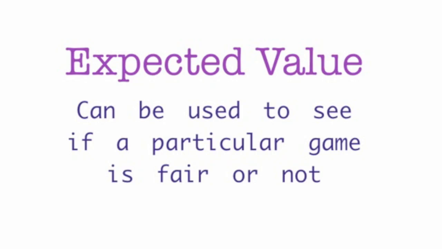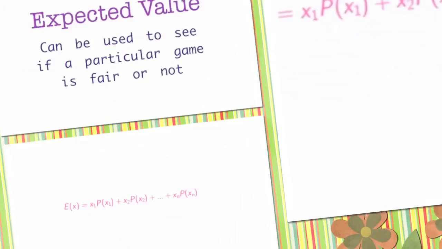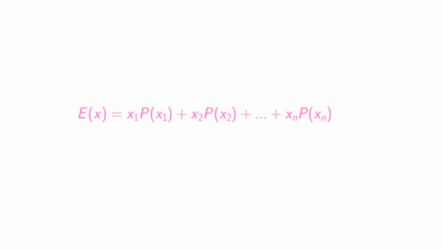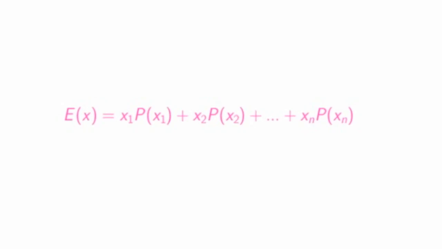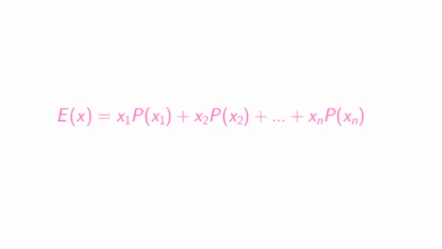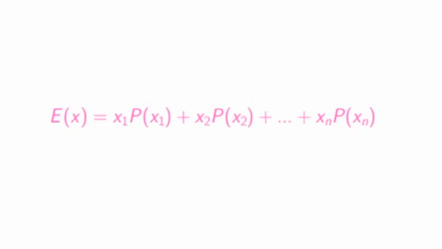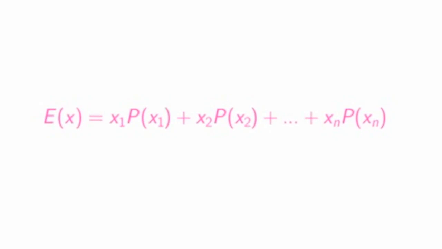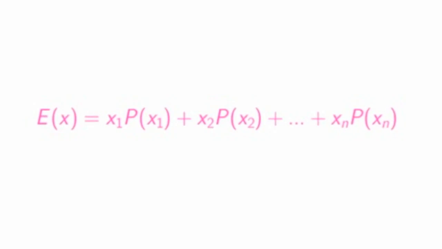Expected value can be used to determine how much one can expect to win or lose on average in a game. Expected value equals the summation of the value in the x column in the chart multiplied by the value of the p of x column. The values in the x column are what you expect to win or lose in an event, and the value in the p of x column is the probability of that event.